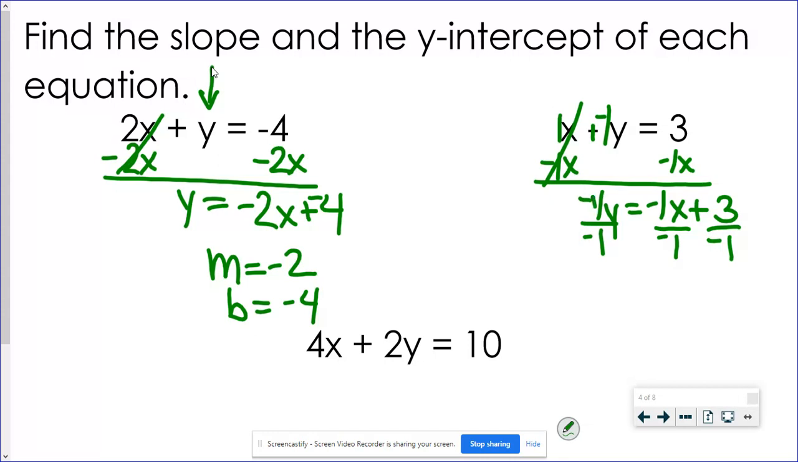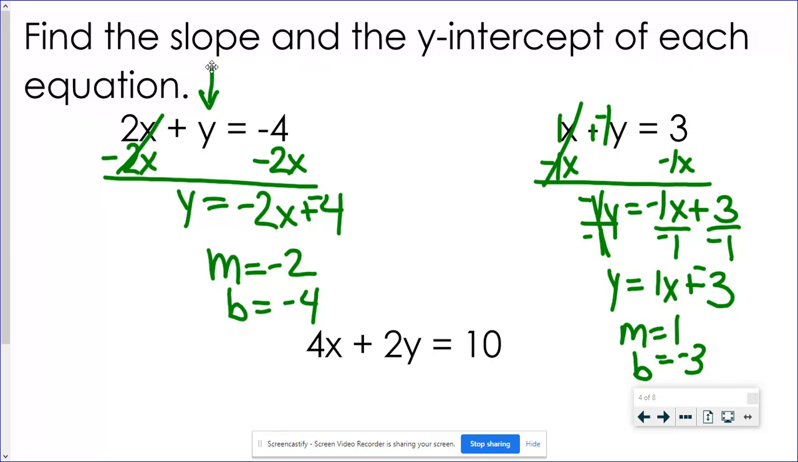Everybody gets divided by -1. So I get that y equals +1x minus 3, or plus a -3. So my slope is 1. My y-intercept is -3.